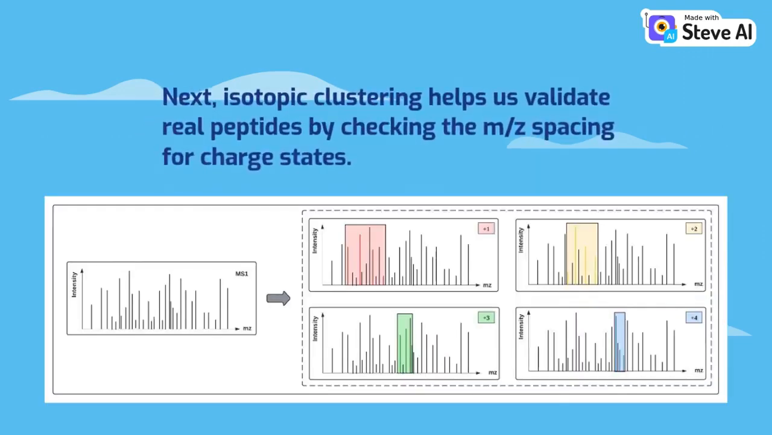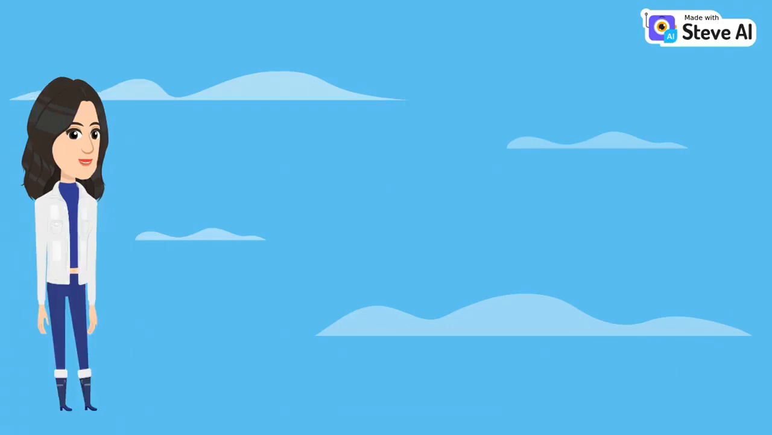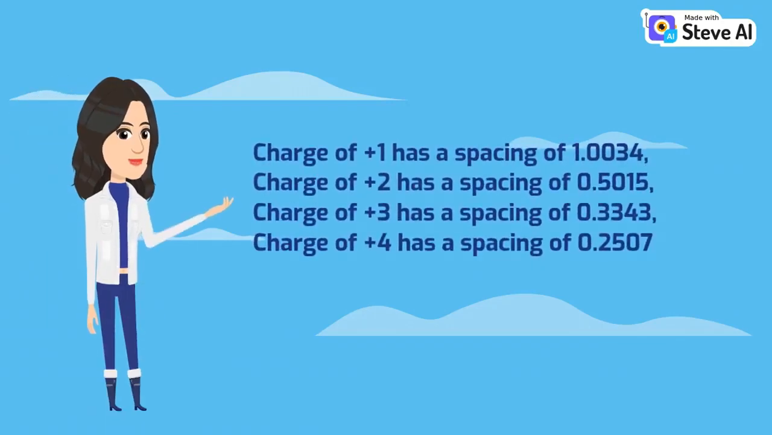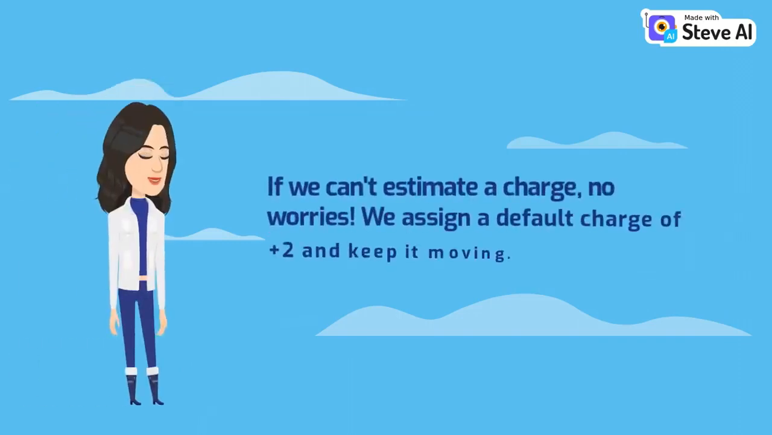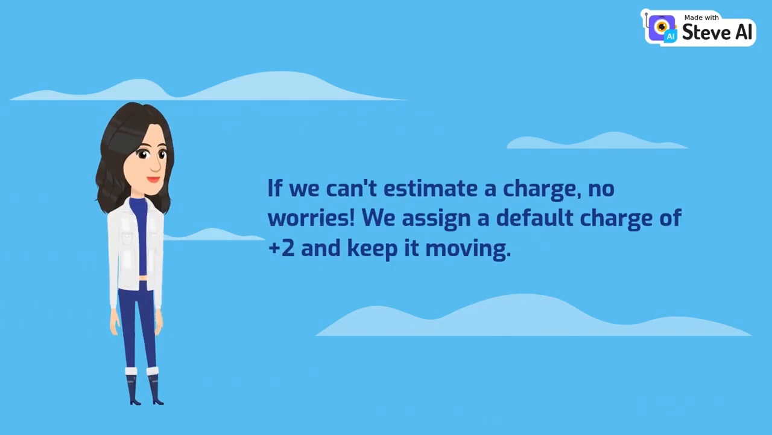Next, isotopic clustering helps us validate real peptides by checking the m/z spacing for charge states. For instance, a charge of +1 has a spacing of 1.0034, while +2 jumps to 0.5015. If the isotopic peaks follow a Gaussian-like pattern, we consider the charge valid. This is where the magic happens. If we can't estimate a charge, no worries. We assign a default charge of +2 and keep it moving.